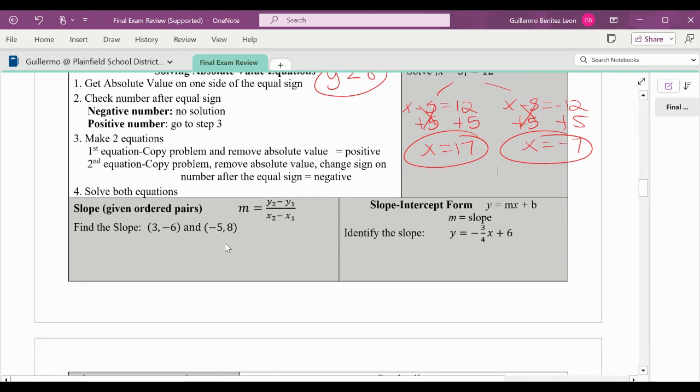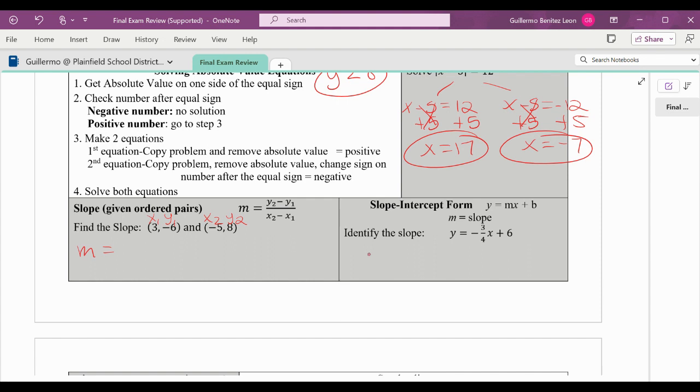Now we're going to go into some topic 2 stuff. So slope-intercept form, point-slope form on the next page. Finding the slope. Remember we have a slope formula, which is right here. And then we have 2 points. I'm going to label these 2 points x1, y1, x2, y2.